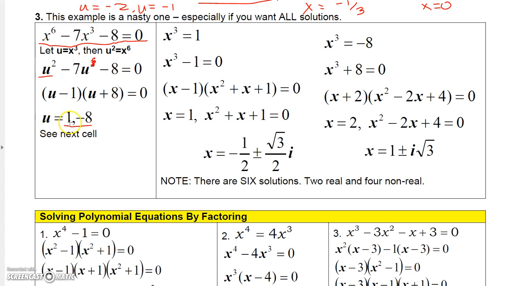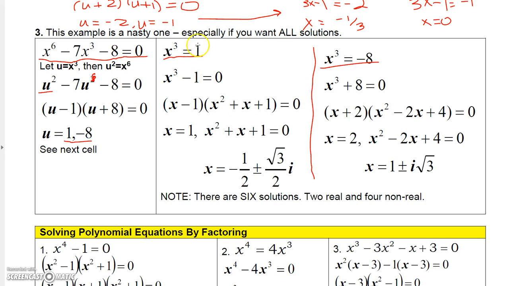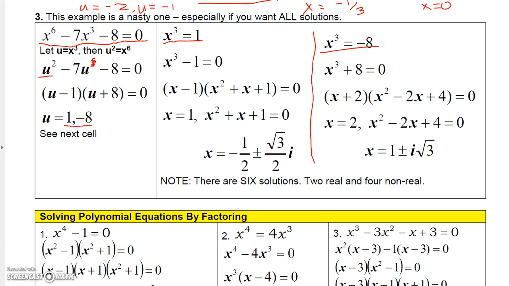So if u equals 1, then that's the same as saying x cubed is 1. U is negative 8, that's the same as saying x cubed is negative 8. Let me separate these here. Now I know what you would like to do. You'd like to just take the cube root of both sides, you get x equals 1, we're done. Same thing here, take the cube root of both sides, you get x equals -2, we're done.